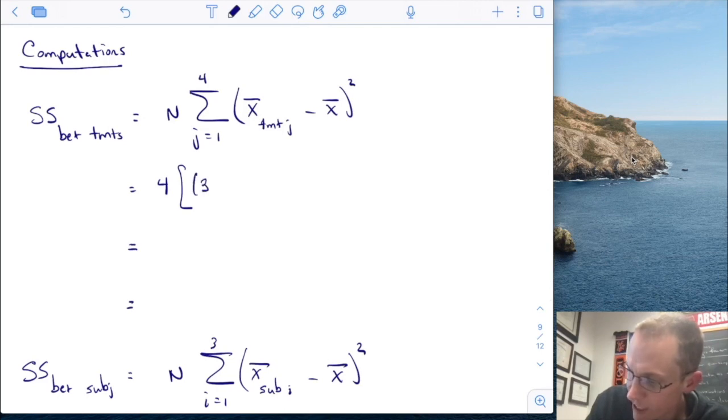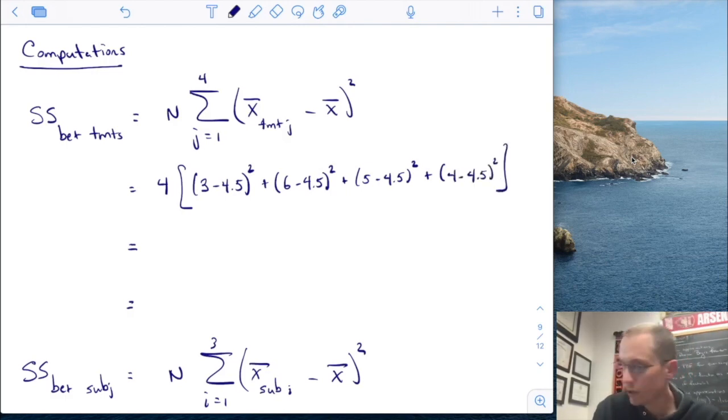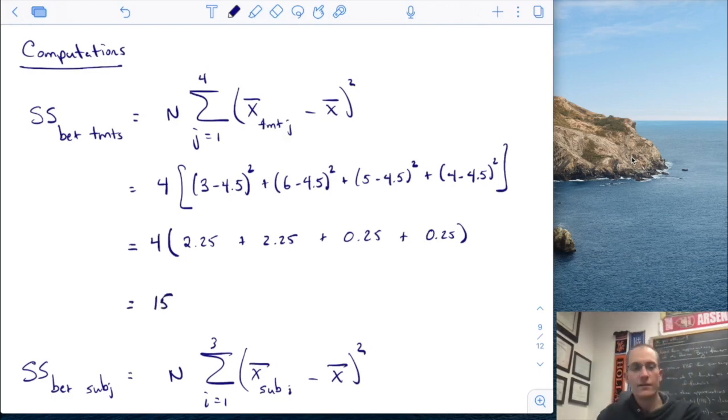So this is going to be 3 minus the grand mean squared, plus 6 minus the grand mean squared, plus 5 minus the grand mean squared, plus 4 minus the grand mean squared. Okay, we need to figure out what all those are. So that's going to be 4 times minus 1.5 squared, which is 2.25. And then this one's going to be the same, 2.25. This one will be a half squared, which is 0.25. And same thing here. If we add those up and multiply by 4, it turns out that we get a total of 15. So the SS between treatments is 15.